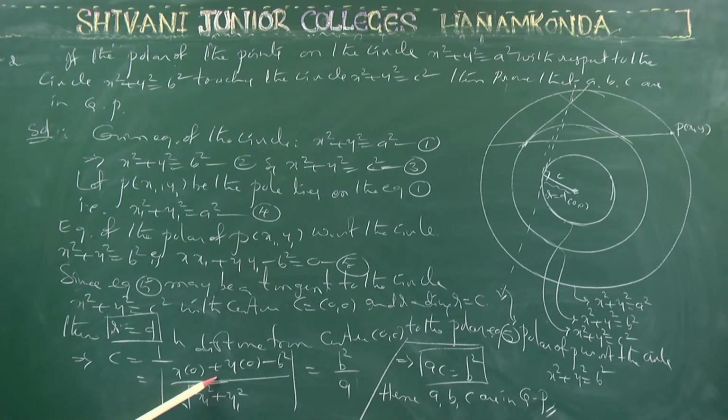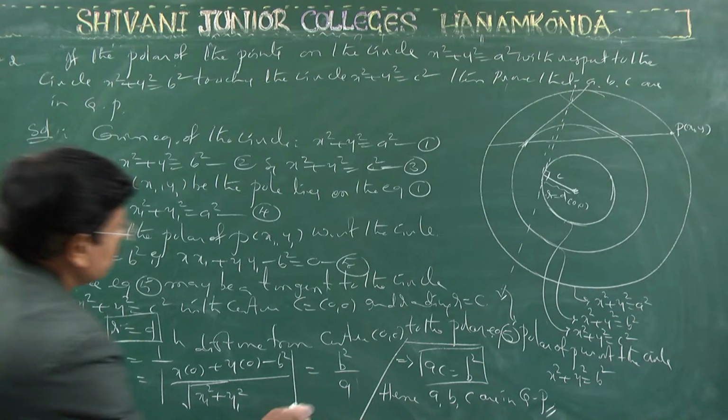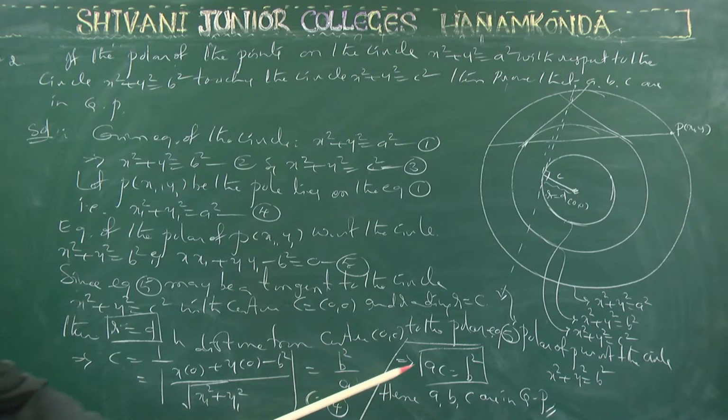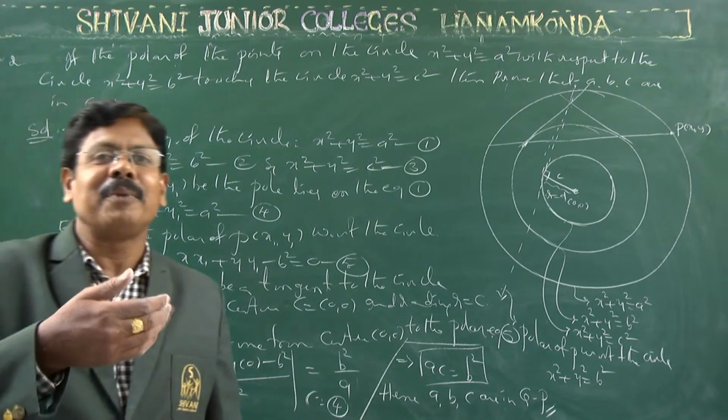The radius of the third circle is c. By the distance formula, after simplifying, you have the result b square by a, where x1 square plus y1 square is equal to a square from equation 4, and the square root of a square is a. So c is equal to b square by a, and AC is equal to b square. The condition, you know very well, is that A, B, C are in GP. This is an important concept.